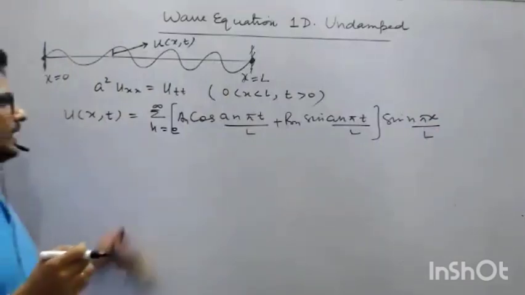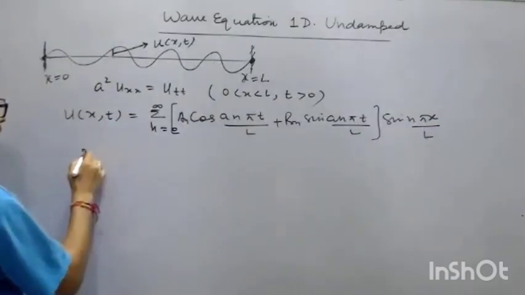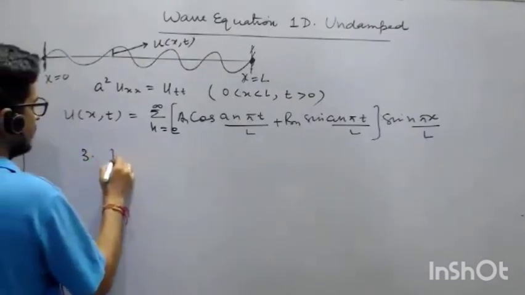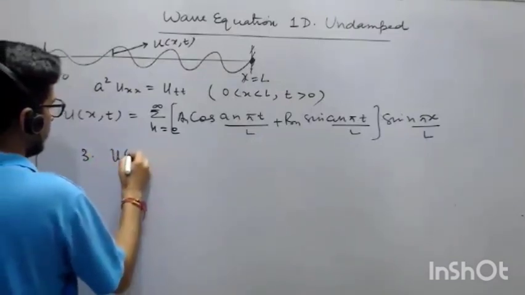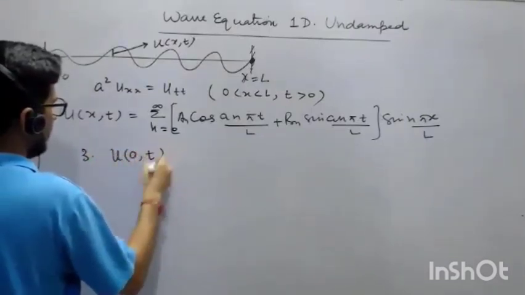Now two more conditions will be given. As I told you, third condition is u of 0 comma t. What is this?